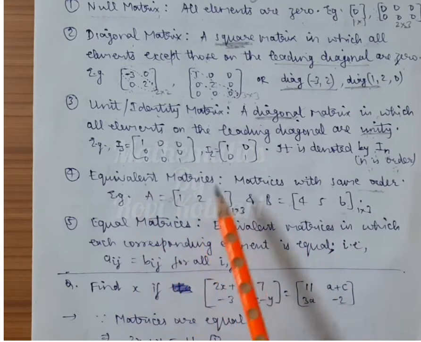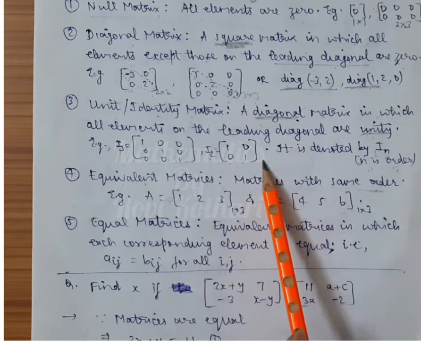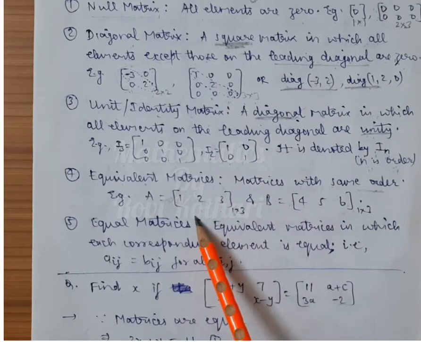But if I talk about this A and this I2, are they equivalent matrices? The answer is no, because its order is 2 by 2 and its order is 1 by 3. So they are not the same.